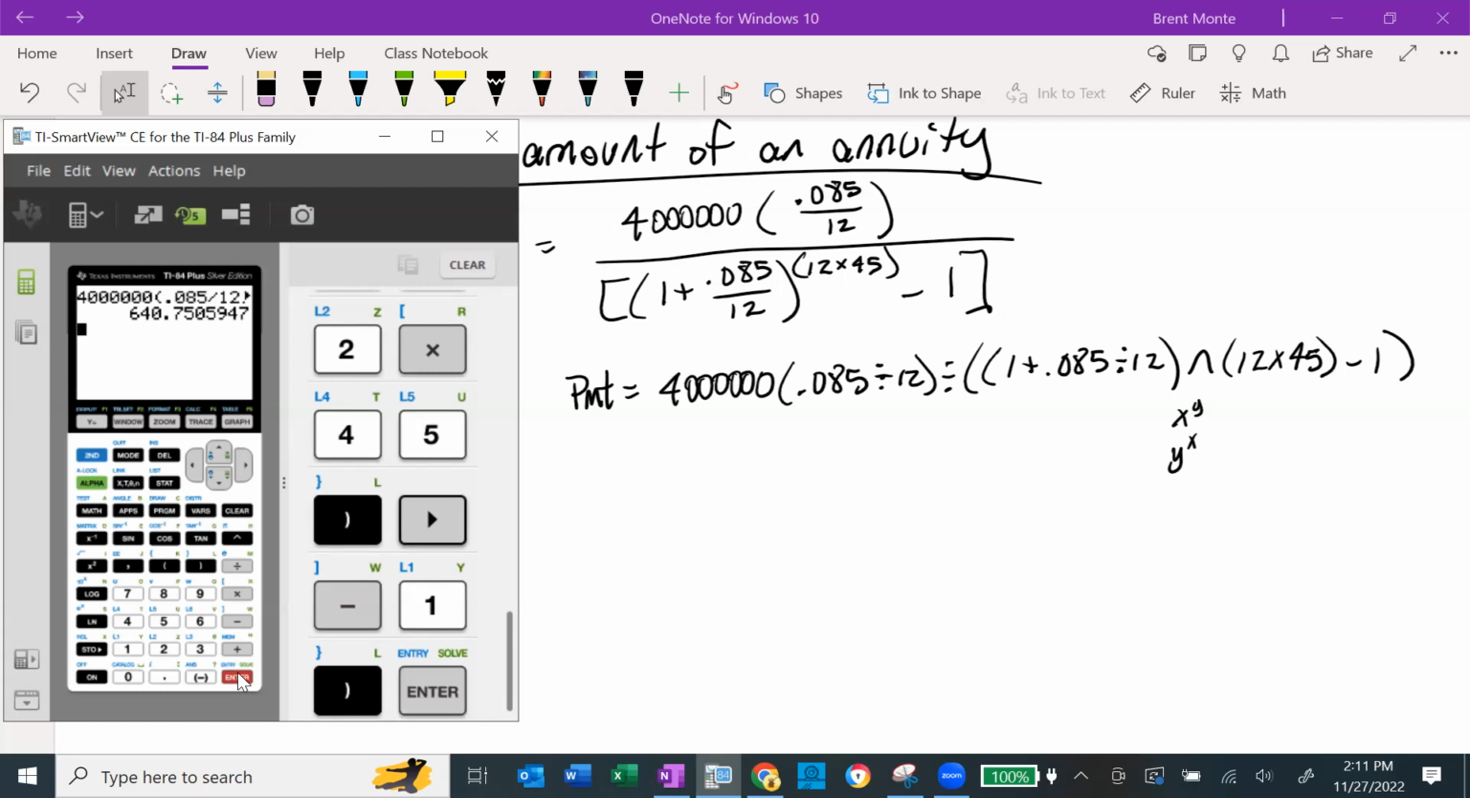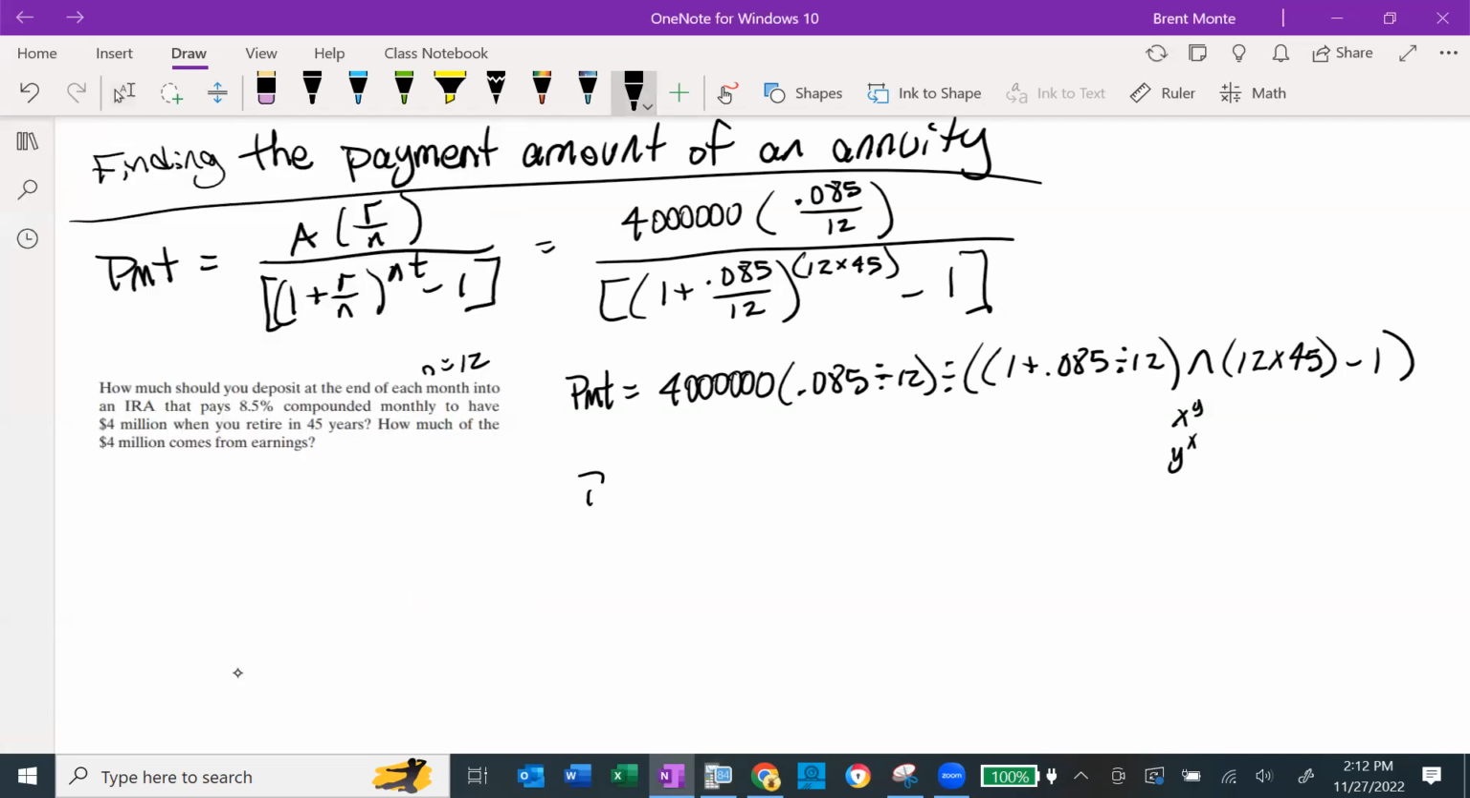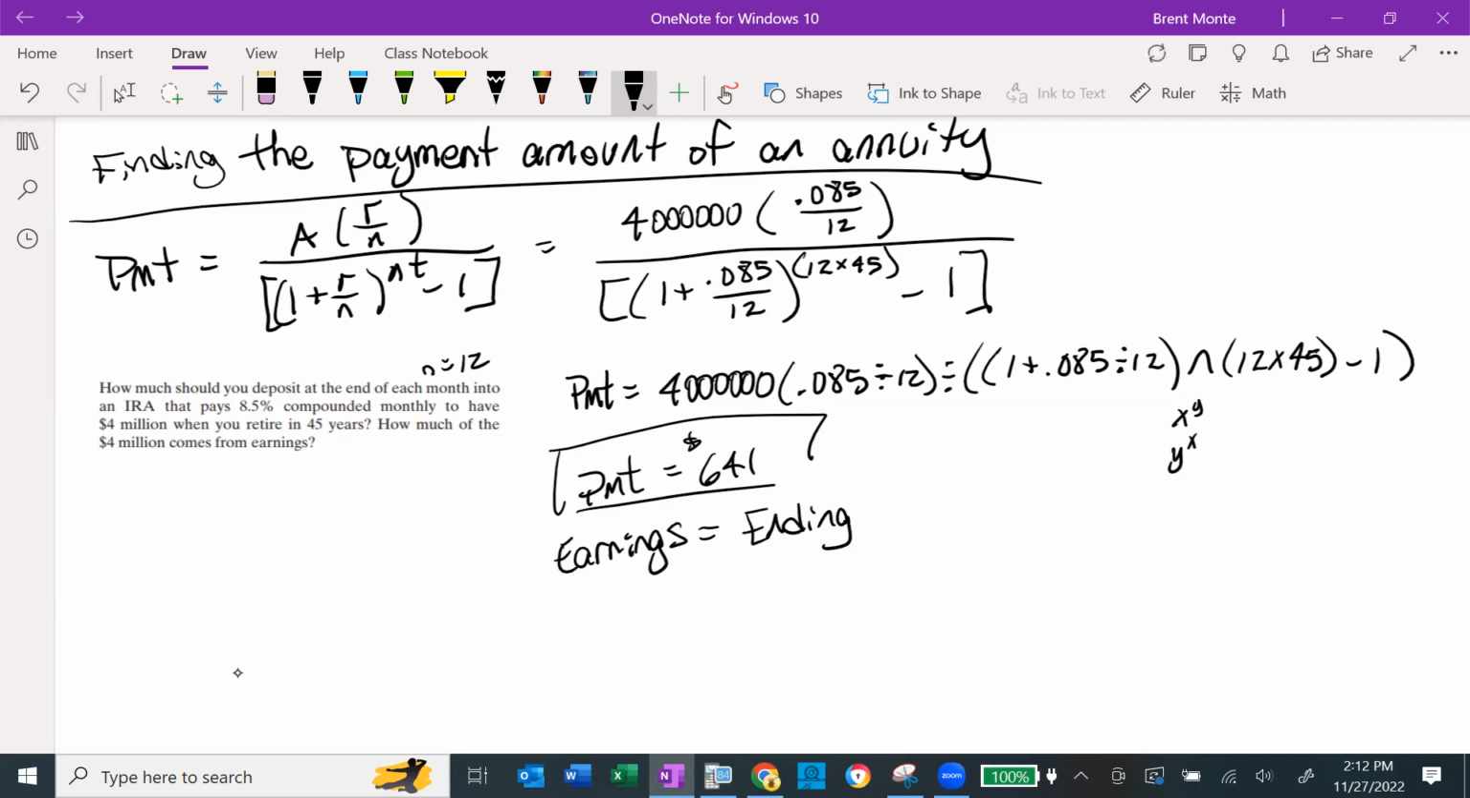Now, the book that I got this out of says round up to the nearest dollar. So we'll round that up to $641. So my payment, $641. That's what I have to deposit per month. And it says how much of the $4 million comes from earnings. Well, the earnings are going to be what we end up with, ending amount, minus what we deposit.